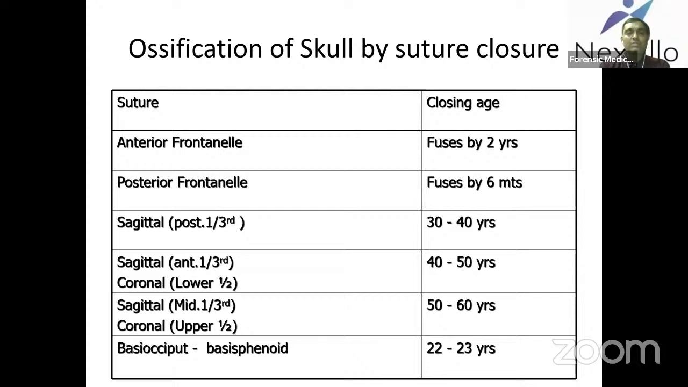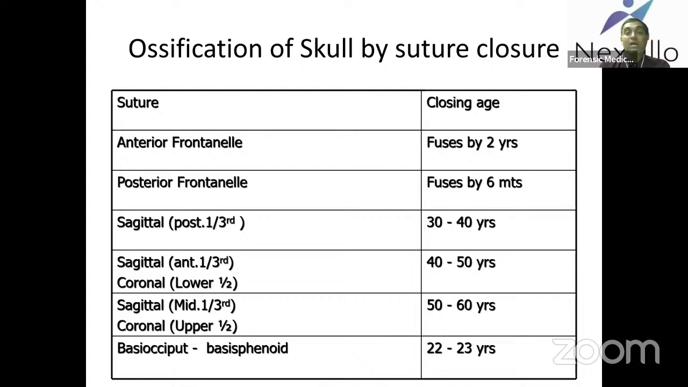So students or friends, we have to understand the sagittal suture, coronal suture, and basic occiput and sphenoid. Sagittal, we have divided into the posterior 1/3, anterior 1/3, and middle 1/3. Posterior 1/3 is 30 to 40 years, anterior 1/3 is 40 to 50 years, and middle 1/3 is 50 to 60 years. And in coronal sutures, we have divided into upper half and lower half.